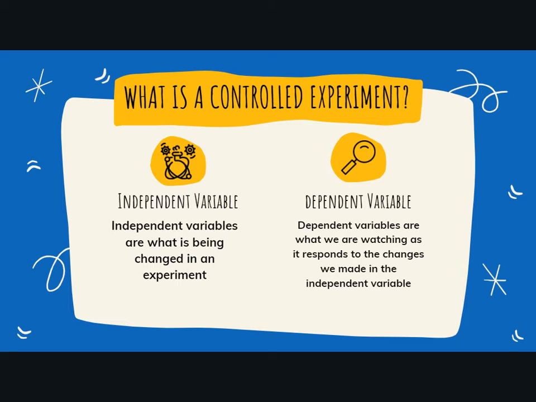So controlled experiments have independent variables and dependent variables. Independent variables we are changing. Dependent variables depend on what we're doing. Make sense?